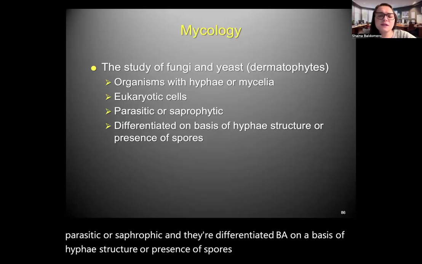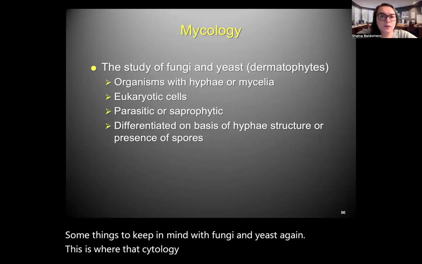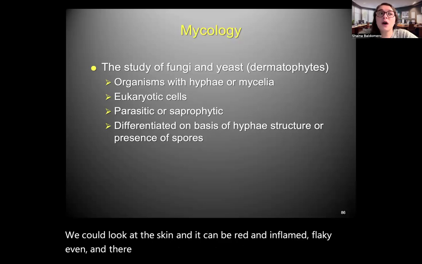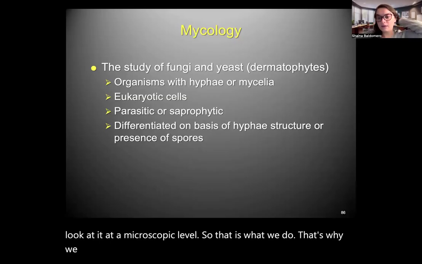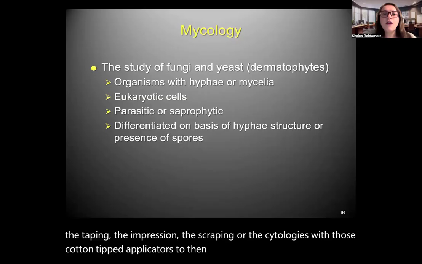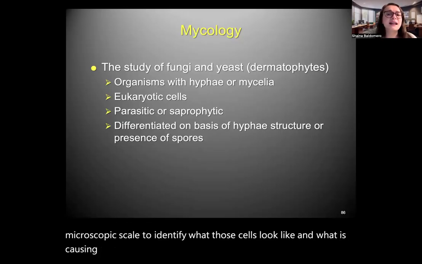So some things to keep in mind with fungi and yeast: again, this is where cytology is essential. We could look at the skin and it could be red, inflamed, even flaky, and there is not really much of a way to tell what it is until you look at it at a microscopic level. So that is what we do. That's why we do the taping, the impression, the scraping, or the cytologies with cotton-tipped applicators, to then look at it on the microscope to identify what those cells look like and what is causing those symptoms in that animal.